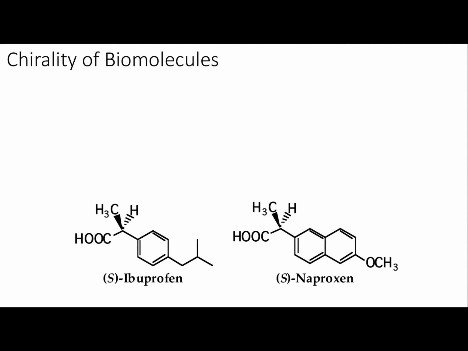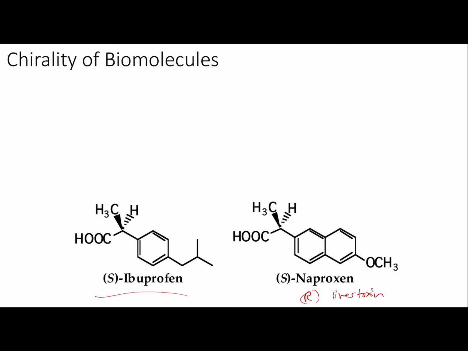And so as we've seen with ibuprofen earlier, the S-ibuprofen is actually used as a pain reliever and fever reducer, while the R version of ibuprofen is inactive. The R enantiomer doesn't do anything. The S enantiomer of naproxen is the active pain reliever, but the R enantiomer is actually a liver toxin.